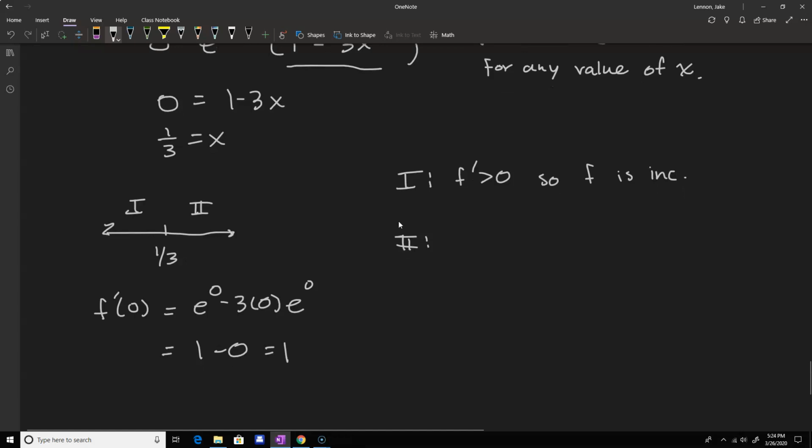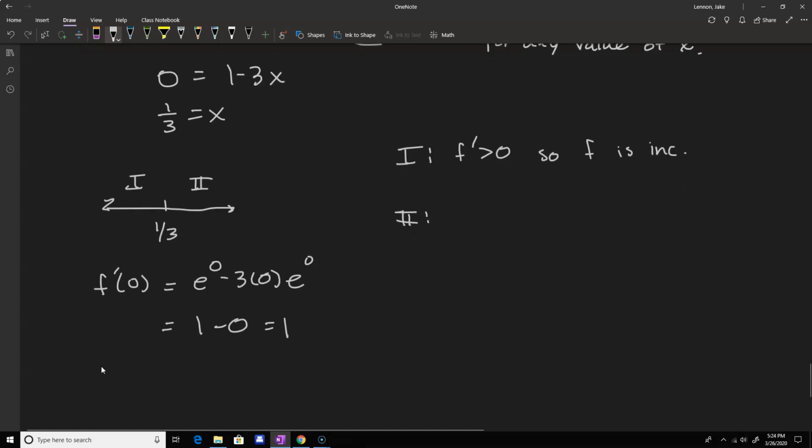And in region 2, we want to plug in something bigger than 1/3, so let's say we want to do f prime of 1. So that's going to be e to the first power minus 3 times 1, e to the first power. So what does that come out to? That's going to come out to something negative. It's actually going to come out to minus 2e. So that is negative 5.43. But that's all we care about, is if it's positive or negative. So in region 2, we see that f prime is less than 0.